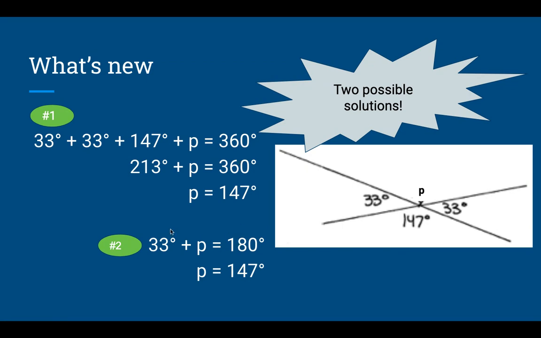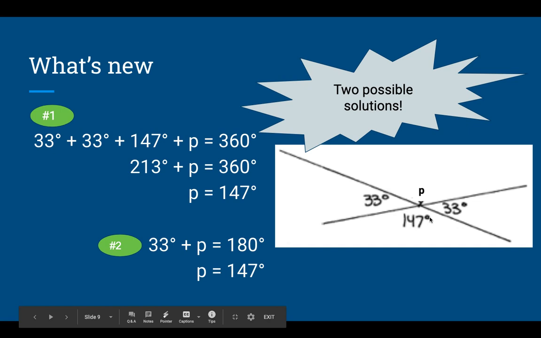I think a more straightforward solution, a little bit easier, is to use the fact that a straight angle measures 180 degrees. P plus this 33 degrees makes a straight angle of 180 degrees. So whatever the case, my equation would be 33 degrees plus that missing angle P equals 180. If you do your subtraction or you add up, you see that the missing angle P is 147 degrees.